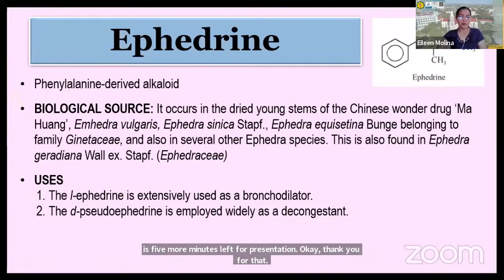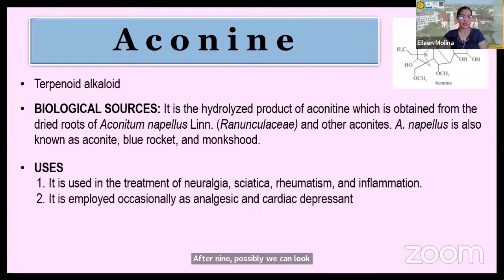Aconitine, possibly we can look into its use in the treatment of neuralgia, sciatica, rheumatism, and inflammation. Also employed as an analgesic and for cardiac depression. So there are a lot of alkaloids present in our plants, and some of these are really useful in the management of non-communicable diseases.